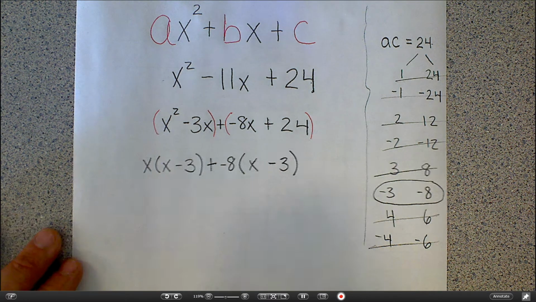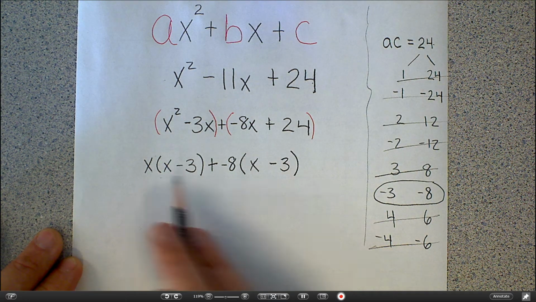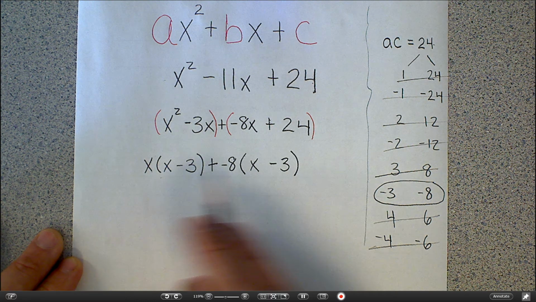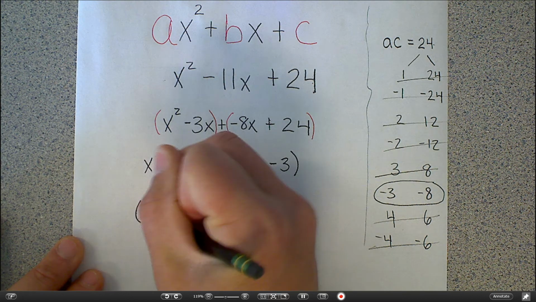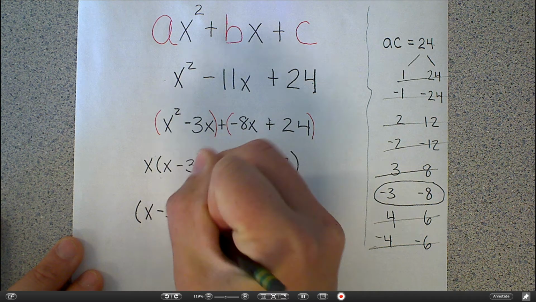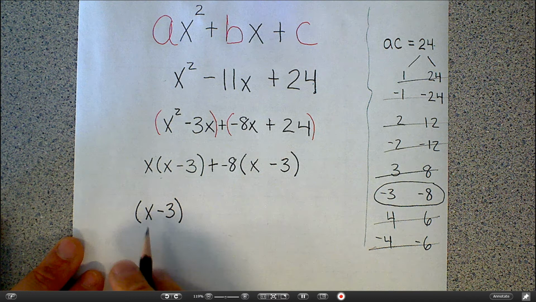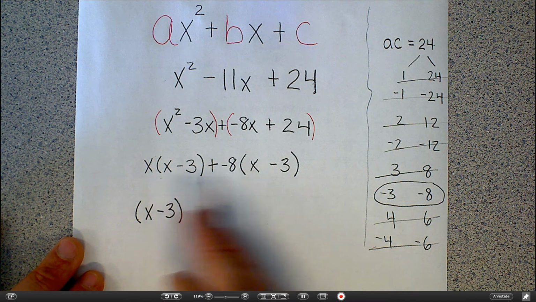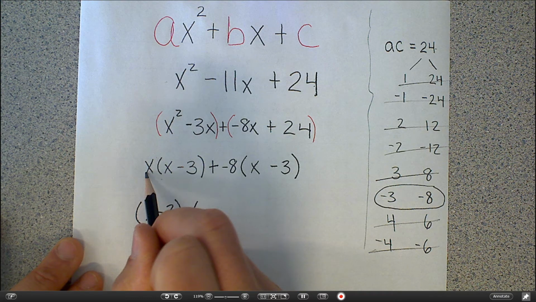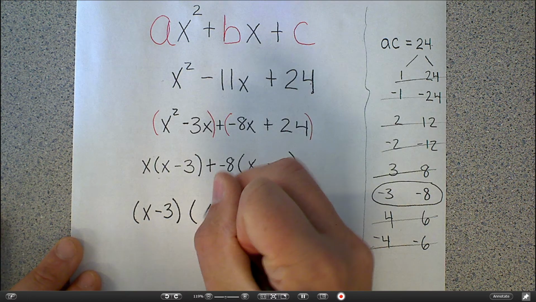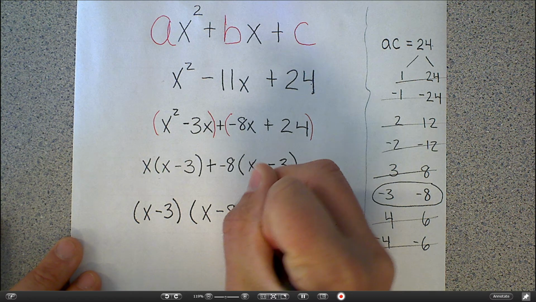And now what I notice is I have the same binomial in each of these terms, x minus 3. So we would factor that out again. A lot of factoring here. And if I factor out x minus 3 from both of these, what it leaves me with is just that x and the negative 8, or x minus 8, or x plus negative 8.